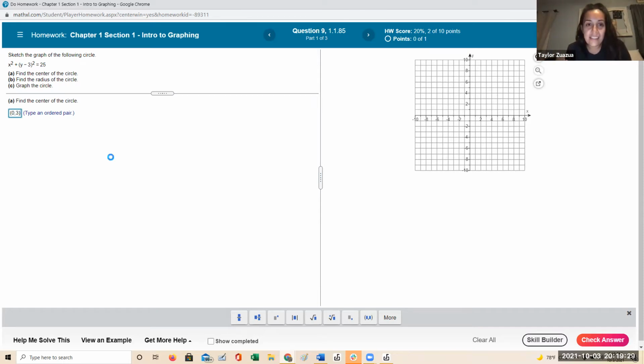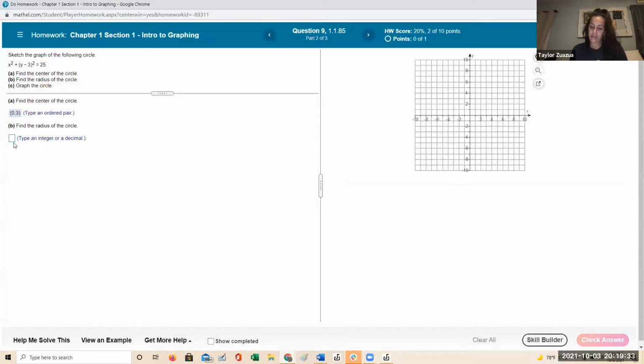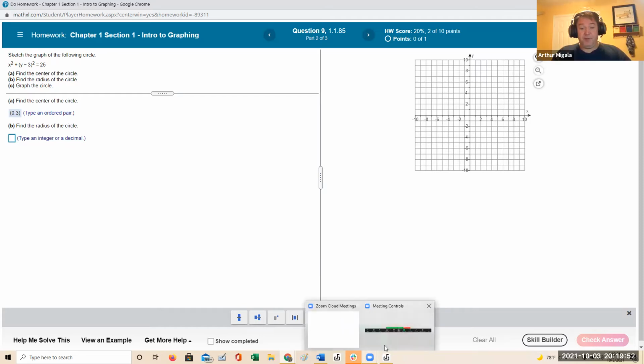And then it says to find the radius. We have 25 right there, correct? Yes, but is that the radius? No. So would you plug the 0, 3 into the equation? No. Look again at what we have.